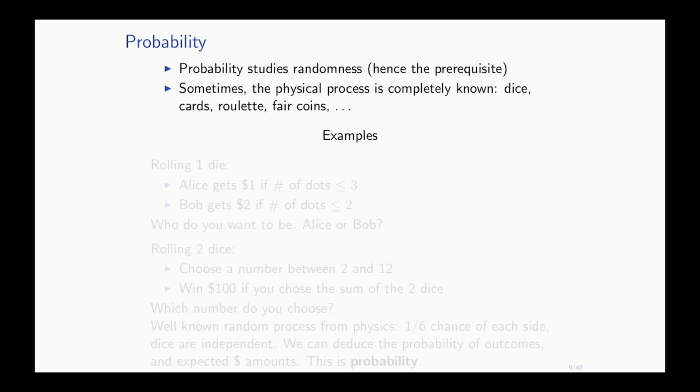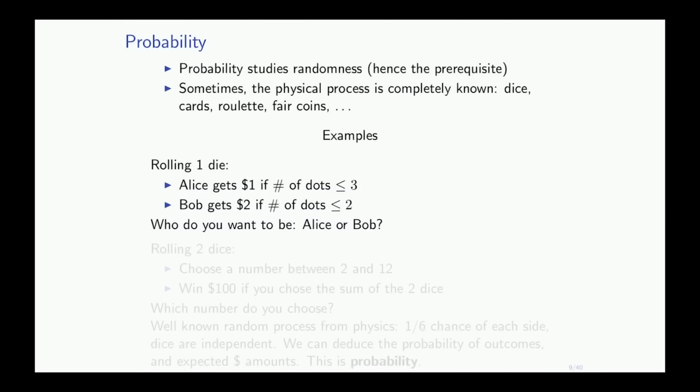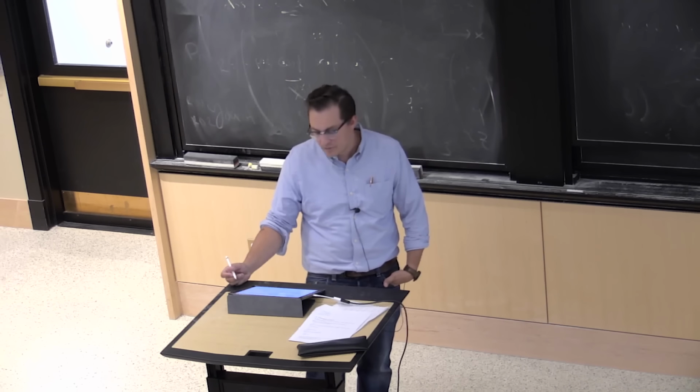So the questions that you would see in probability are the following: I roll one die, Alice gets $1 if the number of dots is less than 3. Bob gets $2 if the number of dots is less than 2. Do you want to be Alice or Bob, given that your goal is to make money? Yeah. You want to be Bob, right?